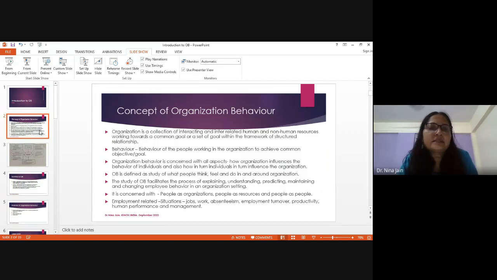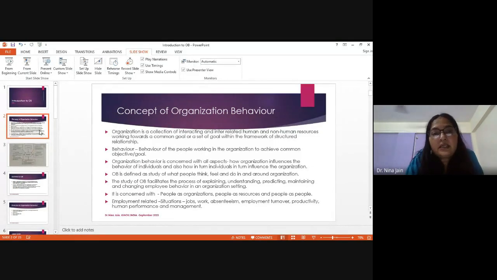So in the slide, you can see the definition. Organization is a collection of interacting and interrelated human and non-human resources. What are the non-human resources? Non-human resources are generally the tools, the desk, the computers, which are non-living things actually. So organization is a collection of interacting and interrelated human and non-human resources working towards a common goal or a set of goals within the framework of structured relationship.